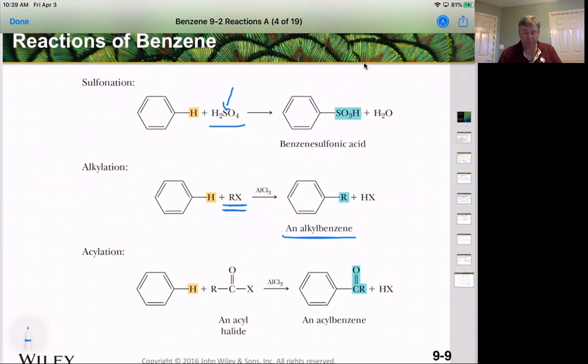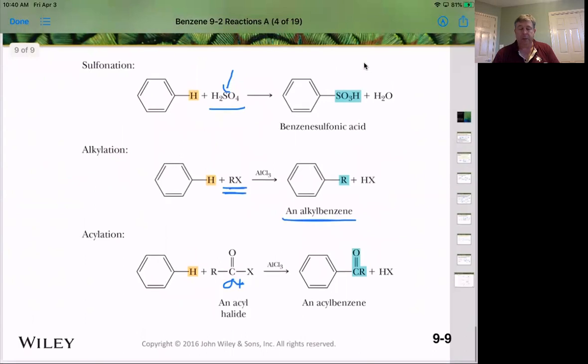Or we already have a partially positive portion of this carbonyl. We can use that to act as our electrophile as well. And we'll go into each of those in detail in the next section.